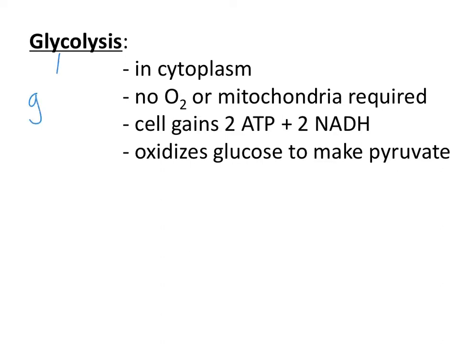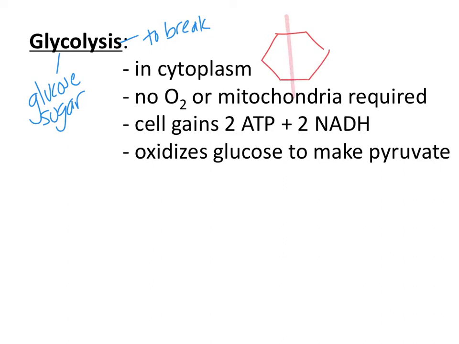Glyco comes from the word glucose, which is the sugar. Cells eat food, they get sugar from their environment, and lysis means to break. So during glycolysis, that sugar molecule will get broken down. The sugar is a ring, glucose, and essentially during glycolysis, it's going to get chopped in half to get two pieces, each of which is half of that sugar molecule.